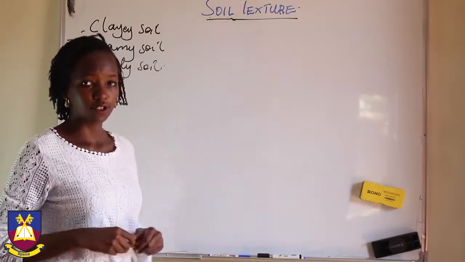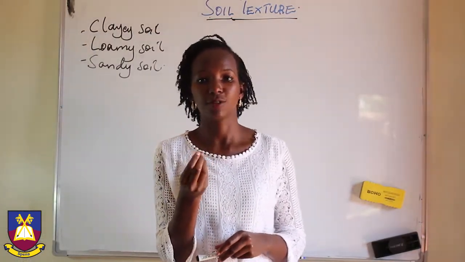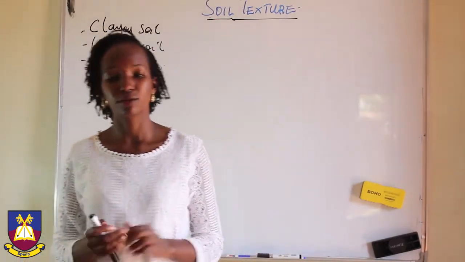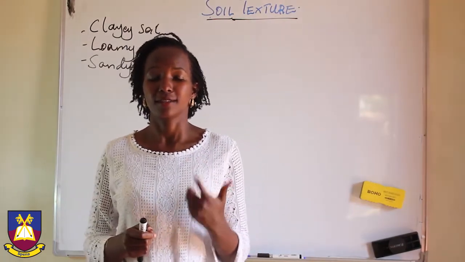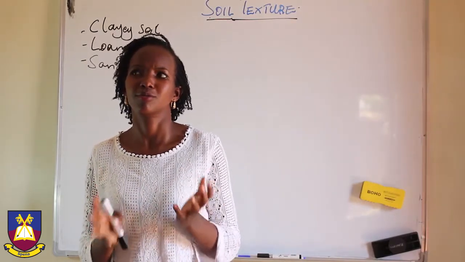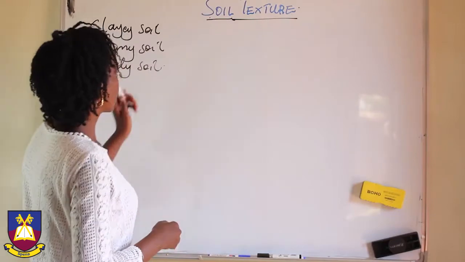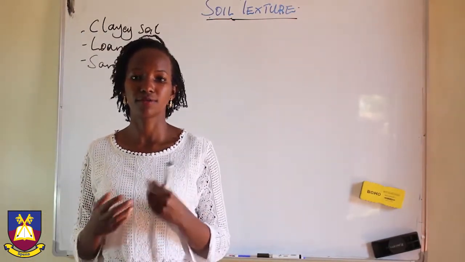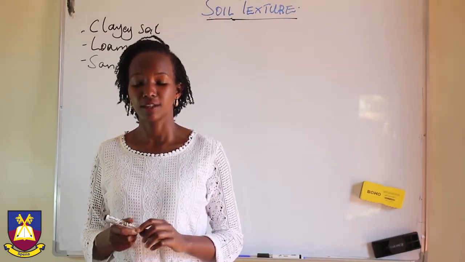How do we tell texture? We take a sample of the soil and feel it with our hands. That helps us to know, because some types of soils are gritty, rough to touch. Some types of soil are soft. So, soil texture depends on the relative proportions of sand, clay, and silt that are found within soil.